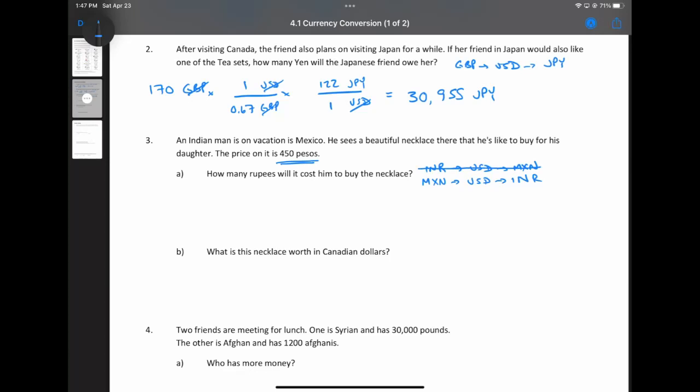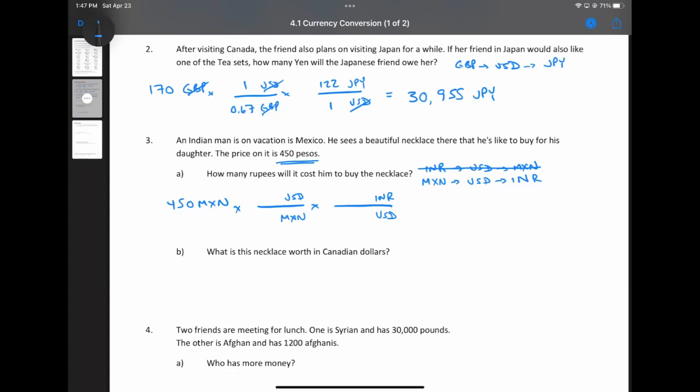If we get it backwards, it's not a big deal. We can just write it out correctly when we're doing it. But we are going to start with 450 Mexican pesos. We're going to go through two more conversions there, so two fractions. And the top is going to be MXN, USD, INR, and on the bottom, MXN, USD.